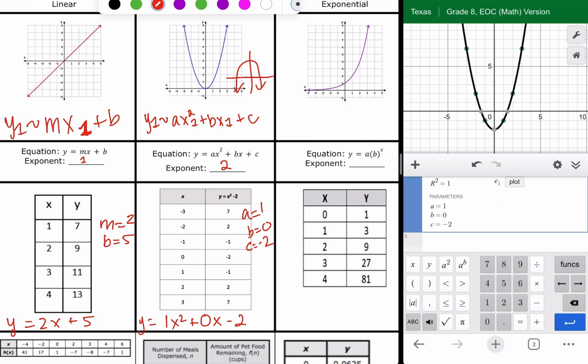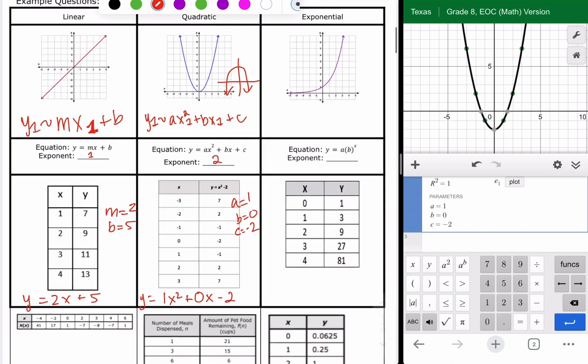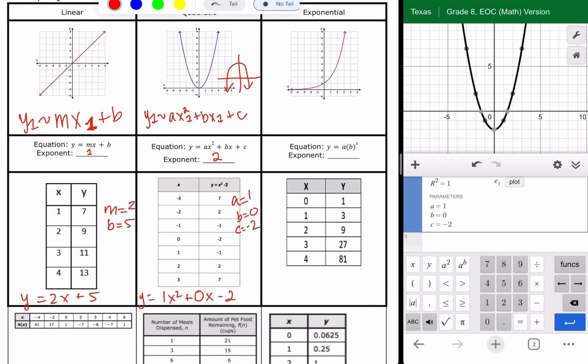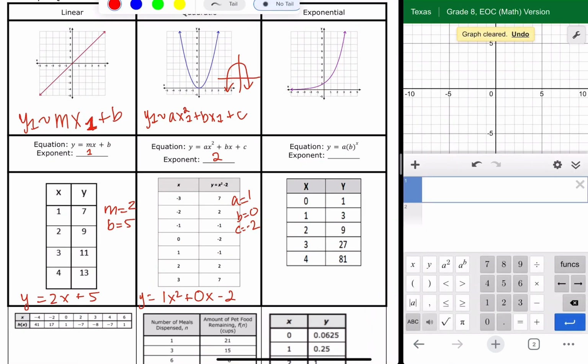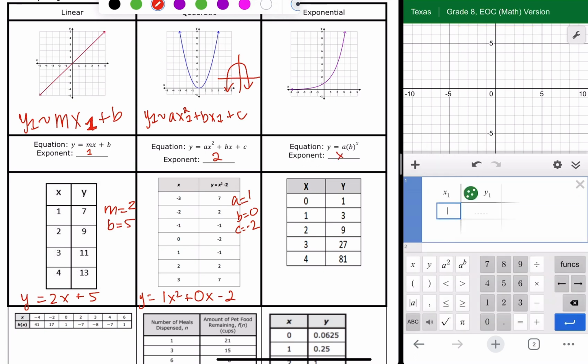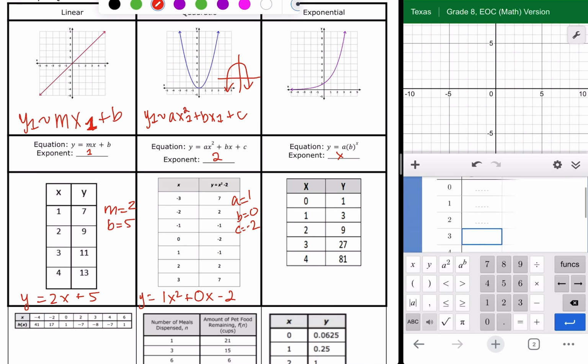Now, for the last one, we have exponential. That is that J-shaped curve. So again, every time you have a table, Desmos: x values 0, 1, 2, 3, 4. Then we have y values 1, 3, 9, 27, 81.